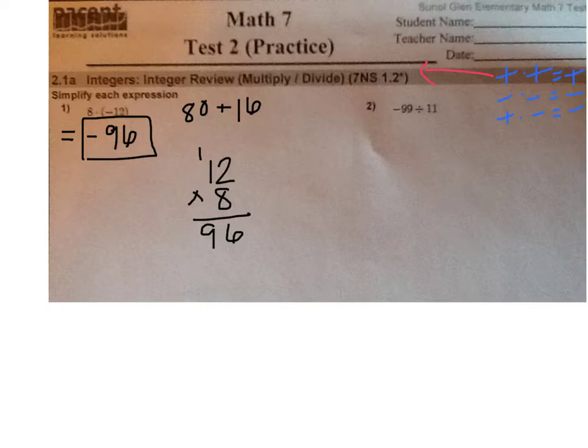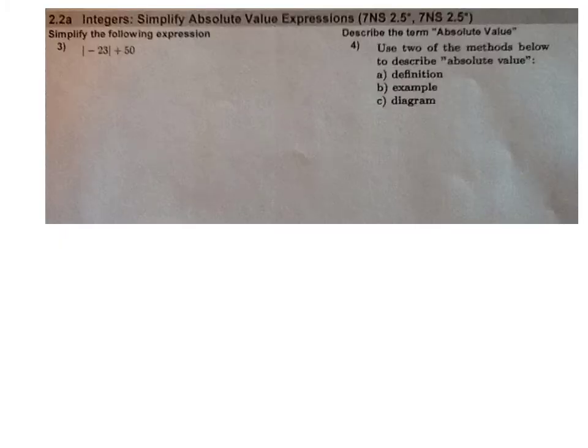Number 2, it's a negative divided by a positive, which means that my answer is going to be negative, and 99 divided by 11 is a math fact, so it is 9. That's something that I actually have to solve. Let's look at the next problems.